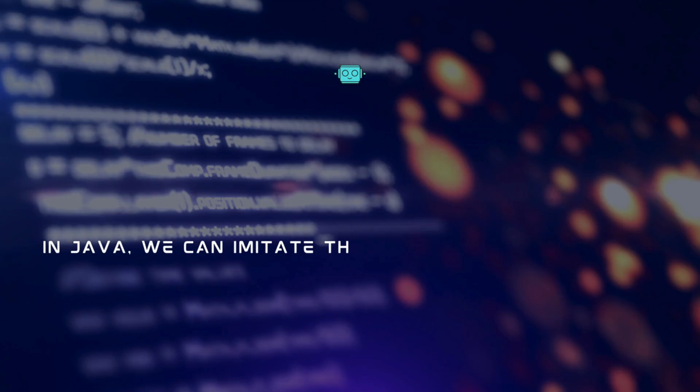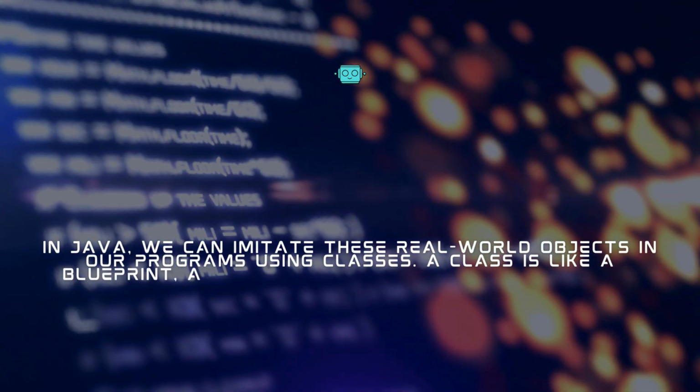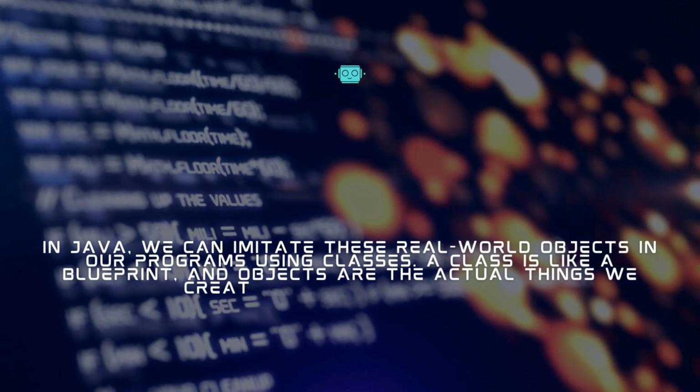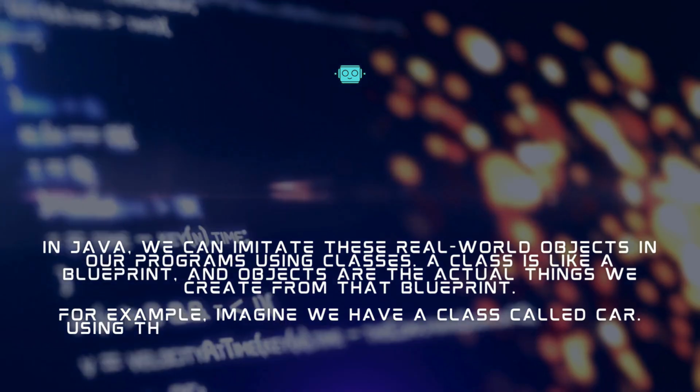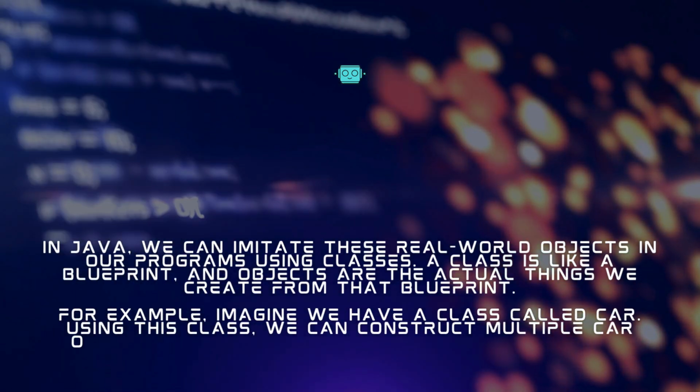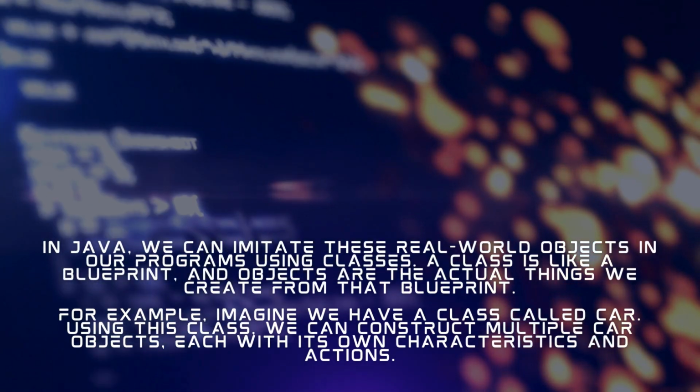In Java, we can imitate these real-world objects in our programs using classes. A class is like a blueprint, and objects are the actual things we create from that blueprint. For example, imagine we have a class called Car. Using this class, we can construct multiple car objects, each with its own characteristics and actions.